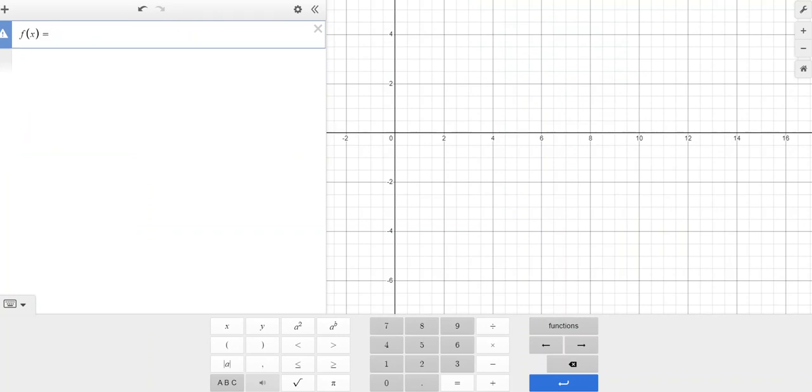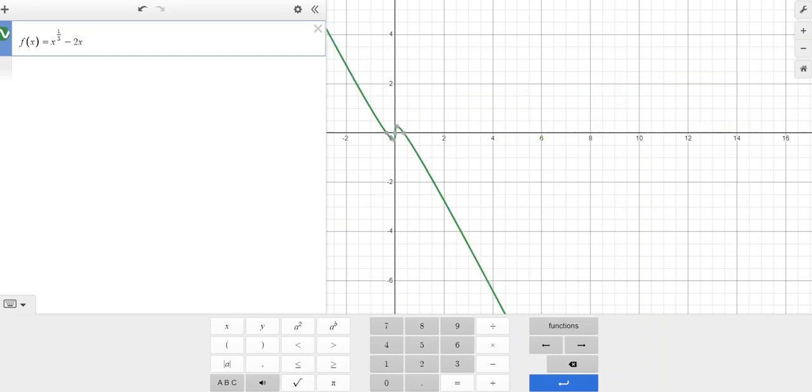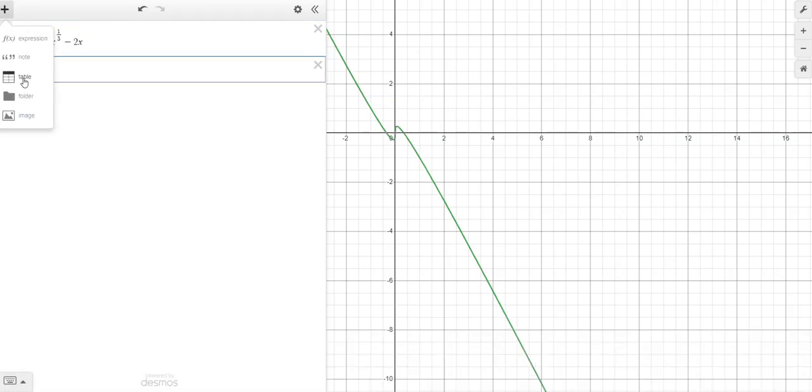By the way, if you search a bit, you probably can find a cubed root on Desmos, but I'm going to remind you, the cube root of x is really just x to the 1/3 power, right? So a lot of times, rather than going and searching for the cube root somewhere, it's faster for me to just type it as the fractional exponent. All right, subtract 2x. And I'll make my table.